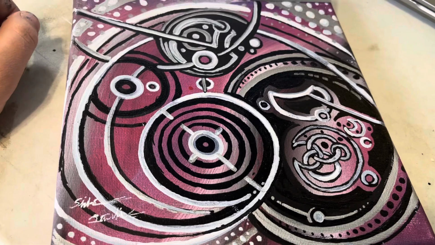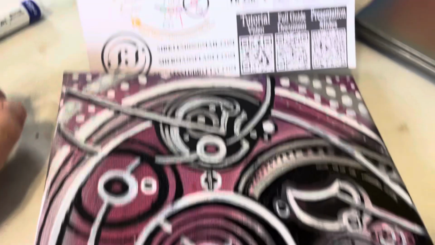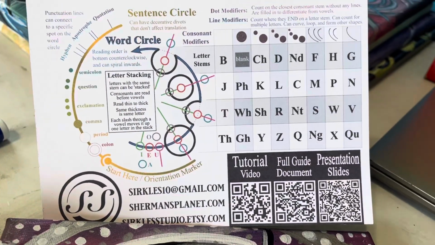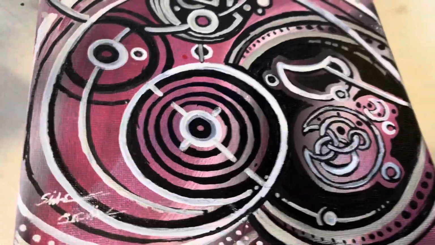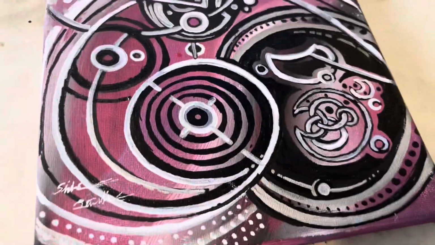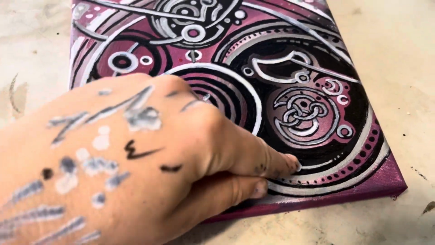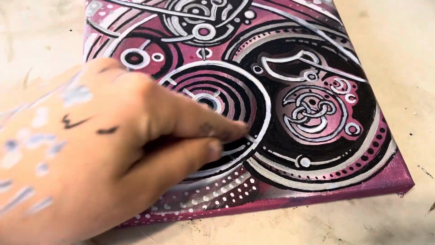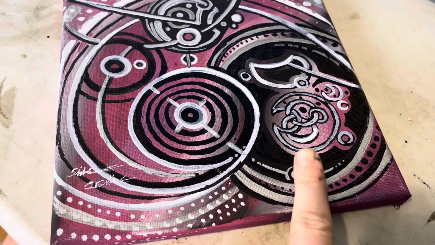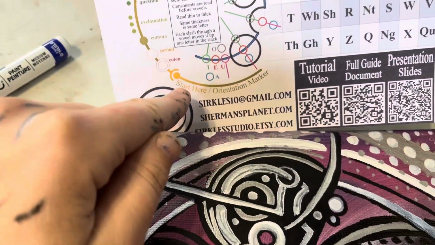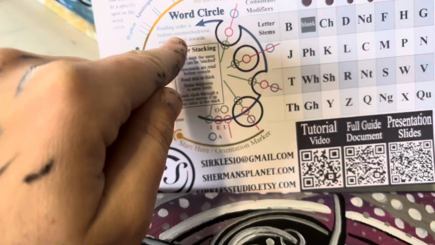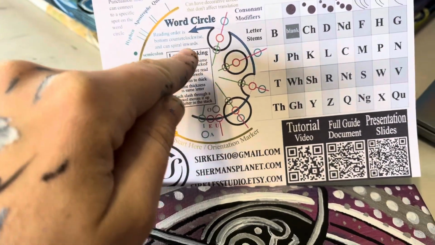So my artwork is not actually abstract. In fact, it is very specifically placed lines, dots, curves, and circles to make words and letters using shapes like this. So you read this script starting at the bottom and then you go counterclockwise and you spiral inwards. And you can tell where the bottom or start is by that marker, which is shown here as the start and orientation marker. And reading order is bottom, counterclockwise, and can spiral inwards.